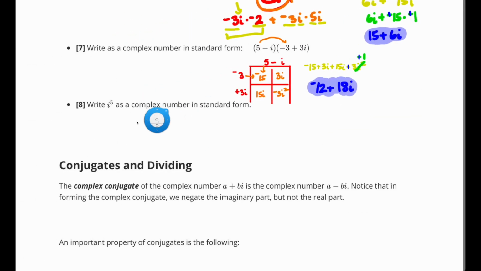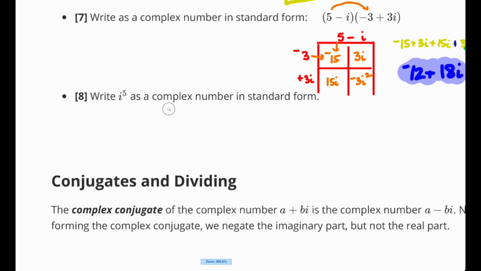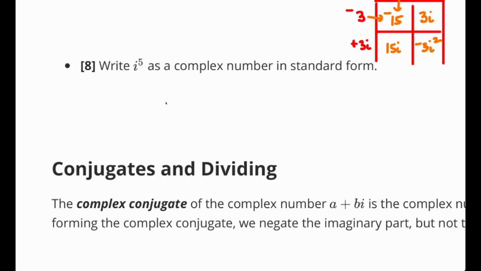Okay, next problem. It says write i to the 5th as a complex number in standard form. Okay, i to the 5th. Anytime you see an i, you're going to want i to the first power. So if there's an i in the problem, it needs to be simplified completely. The only i you can ever have is i to the first, unless the i is just completely gone, and then you wouldn't have an i there at all.